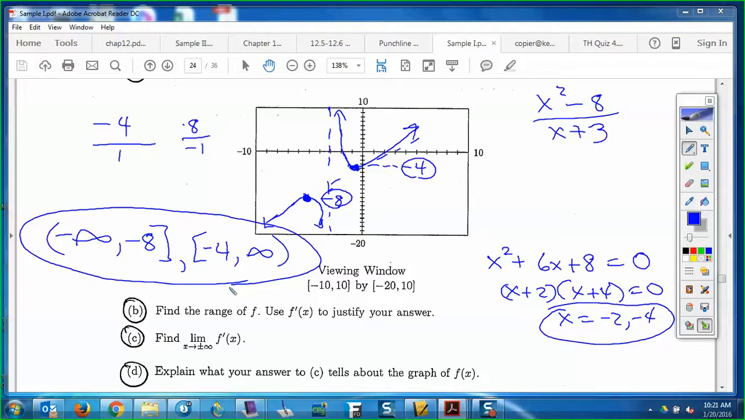The limit of f prime as x goes to positive and negative infinity. Well, let's do that in red here. So that was x squared plus 6x plus 8 over x plus 3 squared. That's f prime. And if I factored that out, it would be x squared plus 6x plus 9. So what happens to that as x gets really big? That should be easy. What is it?